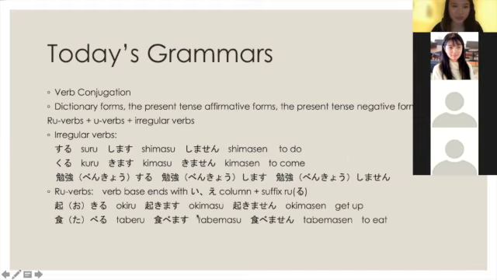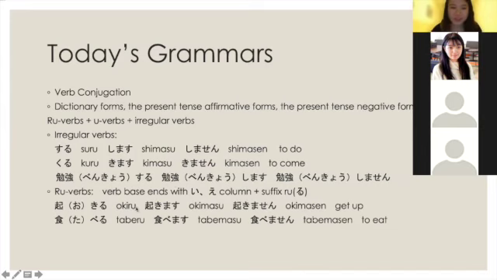Okiru. Look at the ki. We remove the suffix ru. It's ki, so it belongs to the e column. And then you have taberu. We remove the ru, and it's the e column. Tabe. So how do we change the verb?